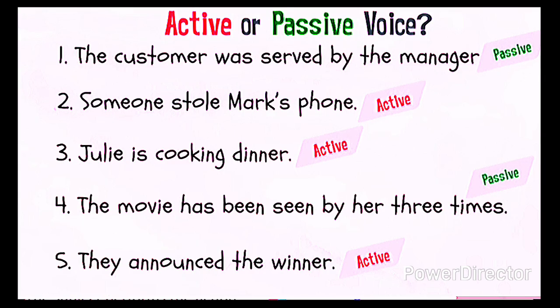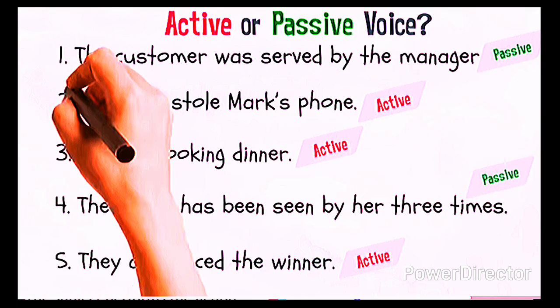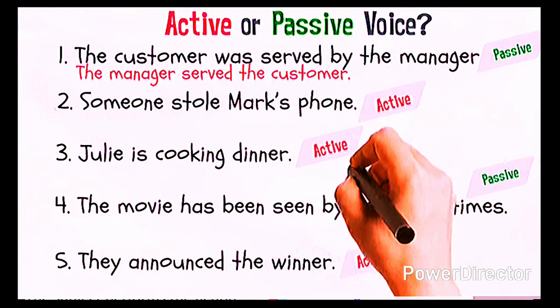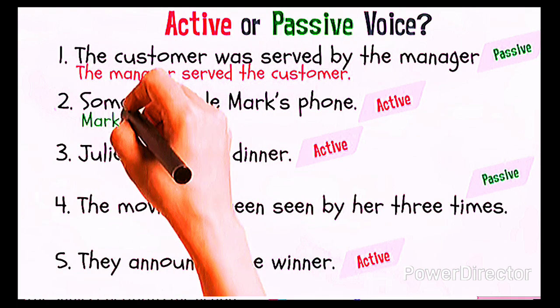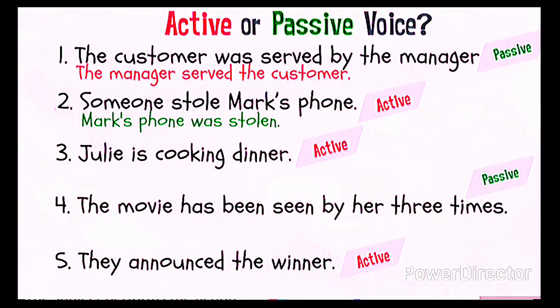Now rewrite each sentence, changing those in active voice to passive voice and vice versa. Pause while you work. The first, the manager served the customer. The second, Mark's phone was stolen. Because the agent is unknown, it's best to leave out the by someone, but you could include it.